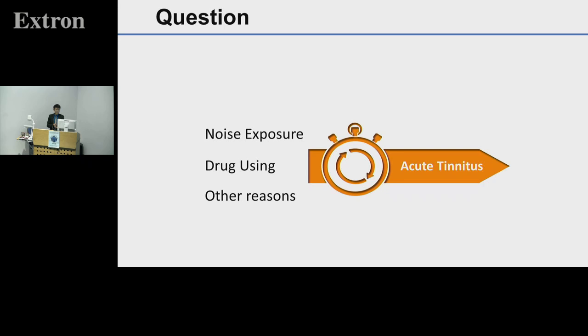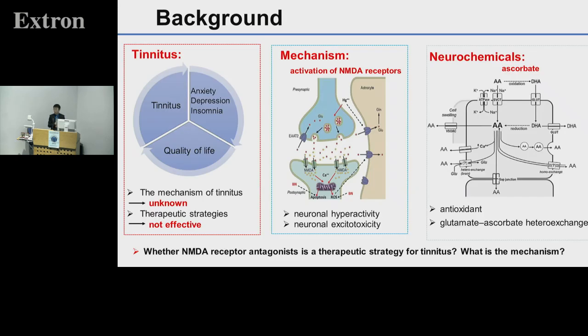Before we start, there is a question. If we meet a patient with acute onset of tinnitus, no matter because of noise exposure, drug use, or other reasons, what should be the best timing to treat it? What should be the best time to put this stop button? To answer this question, let's go to my study.